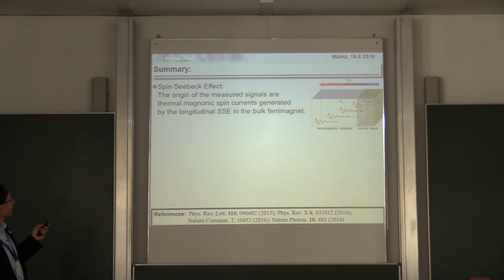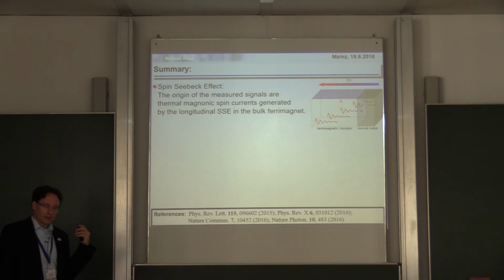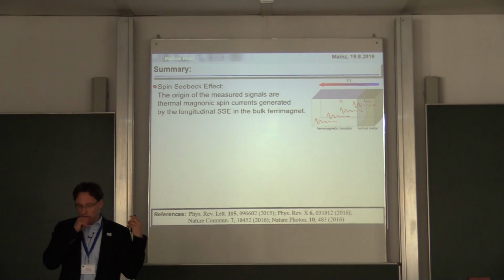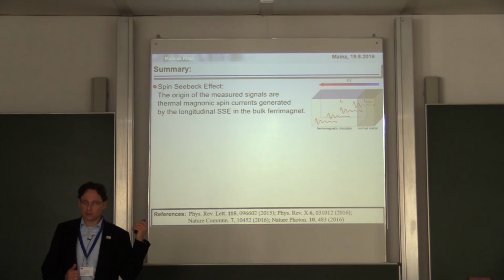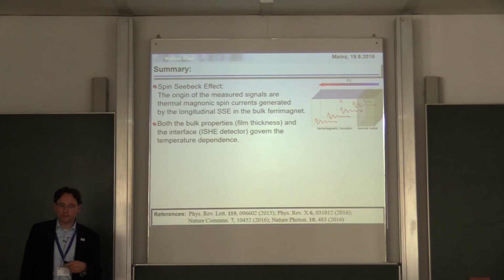To sum it up, for the spin-Seebeck effect, the origin of the measured signals is thermal magnetic spin currents which are generated in the longitudinal geometry in the bulk ferrimagnet. It's not an effect due to wrong temperature gradients, it's not an effect due to charge caloric effects, and it's not an effect due to parasitic interface effects. So it's real. Both the bulk properties and the interface govern the temperature dependence, so both are important for what you measure.